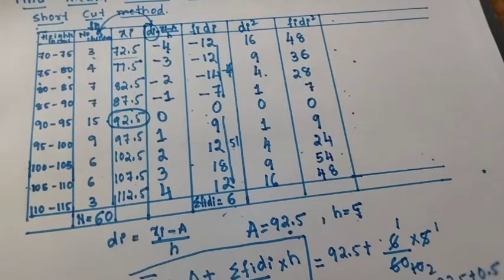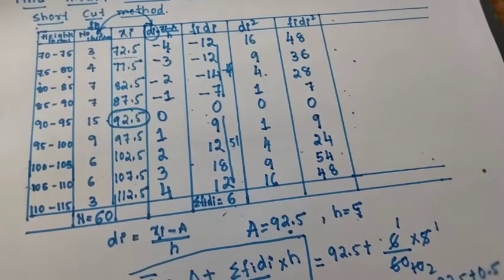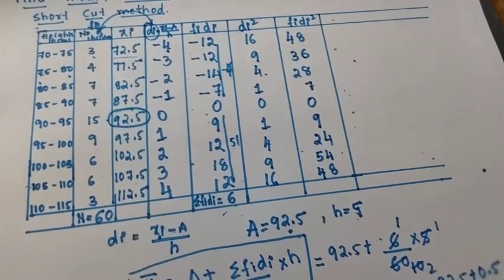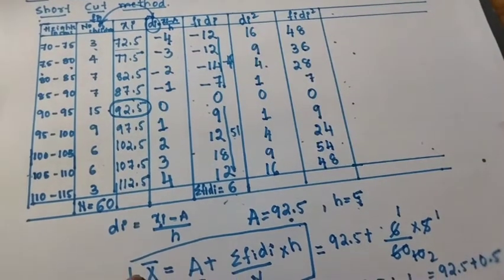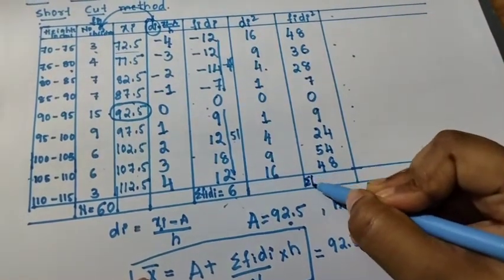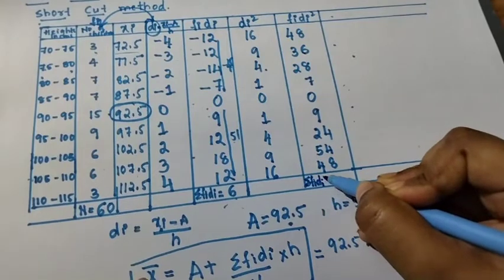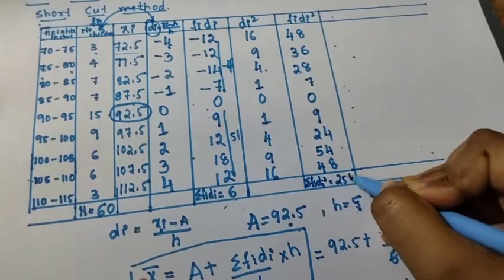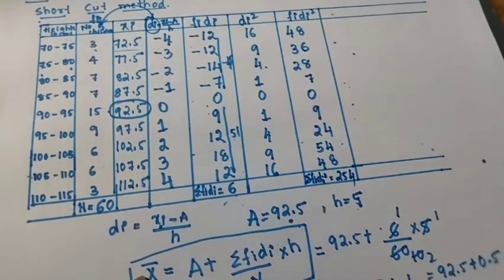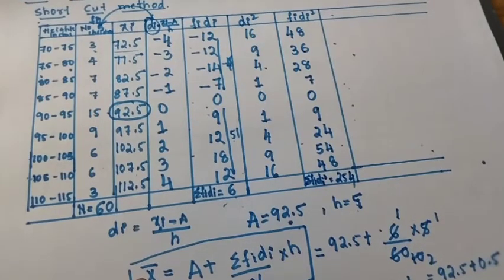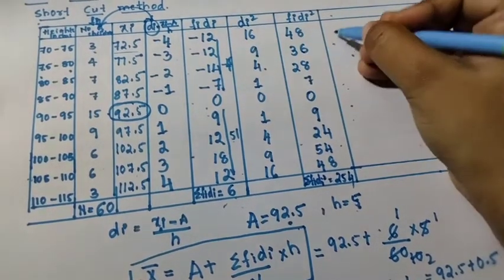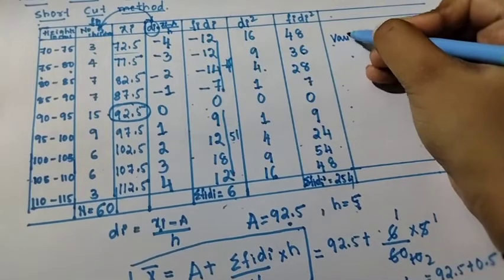Okay, so add all these. 48 plus 36 plus 28 plus 7 plus 9 plus 24 plus 54 plus 48. Okay, so if you add this you will get summation fi into di square, which is equal to 254. So this is the value. Okay, so now I want the value of variance.